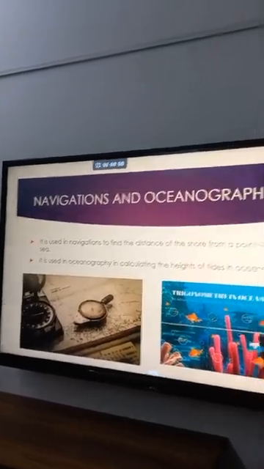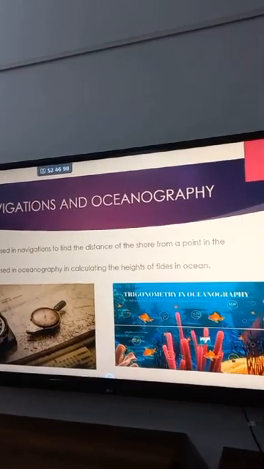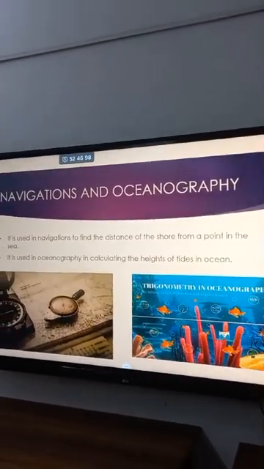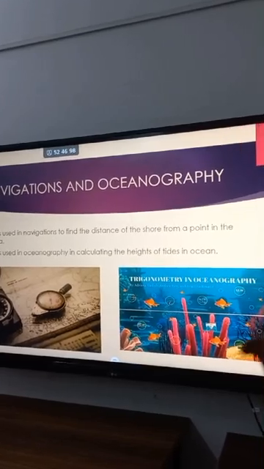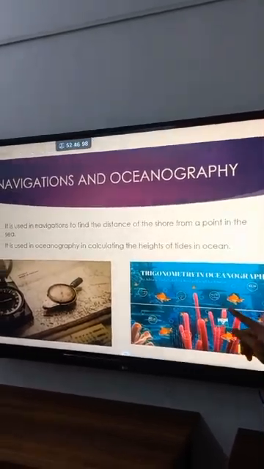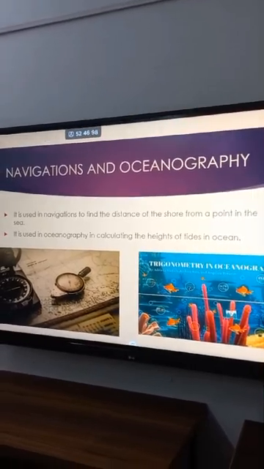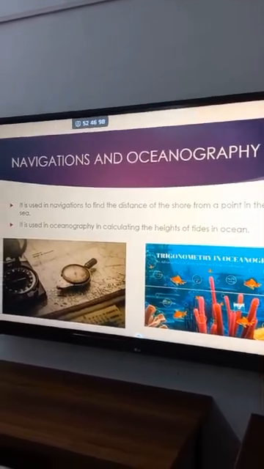It also plays an important role in navigation and oceanography. It is used in navigation to find the distance of the shore from a point in the sea. And it is also used in oceanography in calculating the heights of tides and ocean waves.